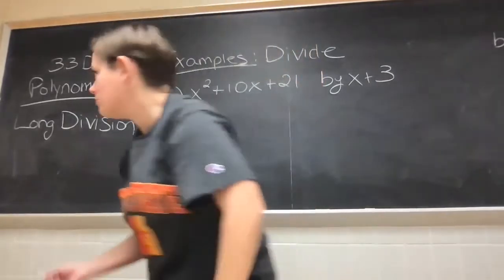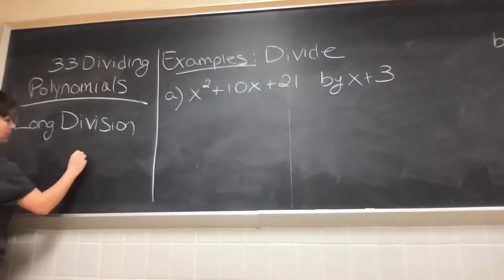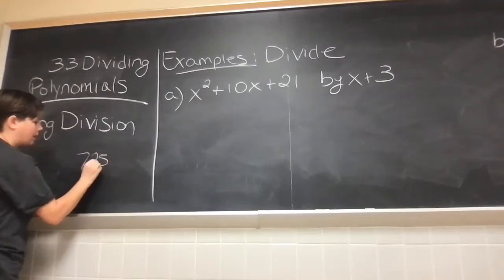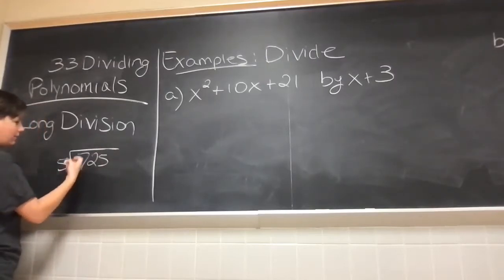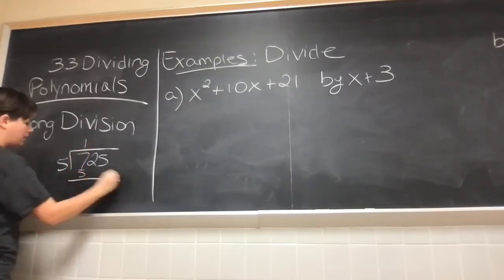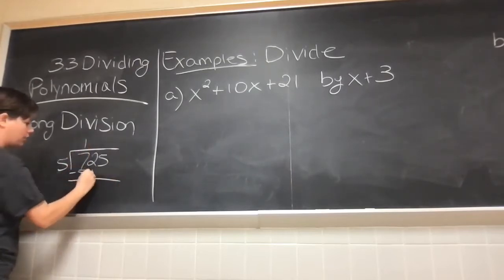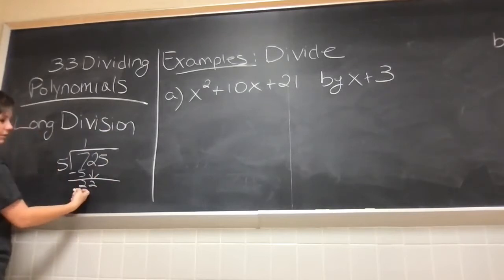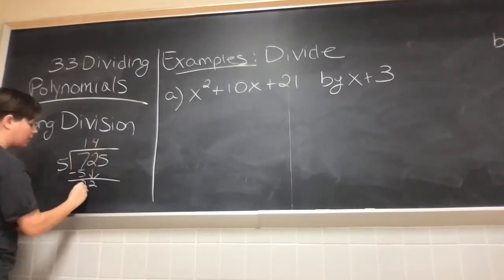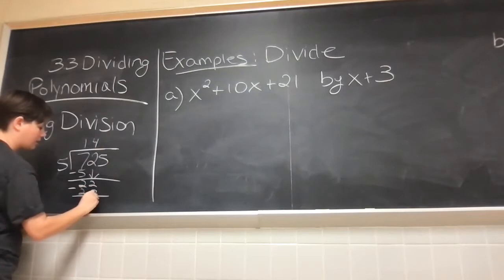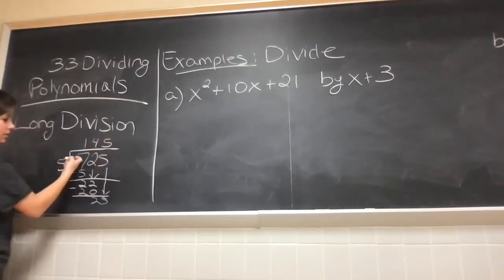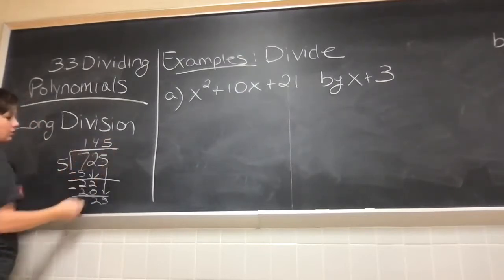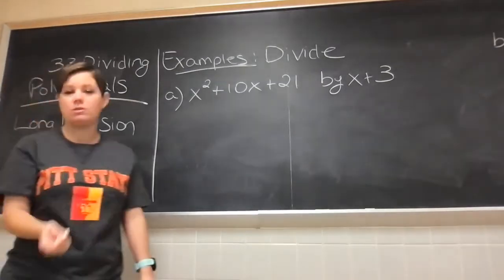Maybe you don't remember long division, but long division was where we take like 725 and we divide it by 5, and we'd ask how many times does 5 go into 7? 1, and you subtract and you get 2, and then you bring down 2. How many times does 5 go into 22? You'd say 4, you get 20, again subtract, and then you bring down your 5. How many times does 5 go into 25? You'd say 5. So 725 divided by 5 is 145. That's long division using numbers.